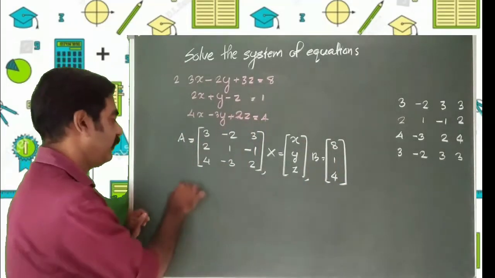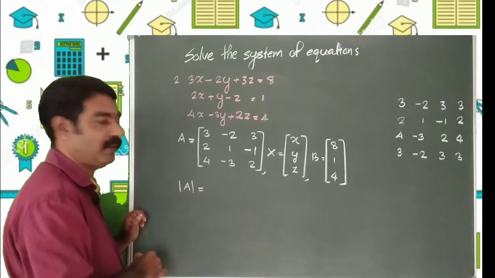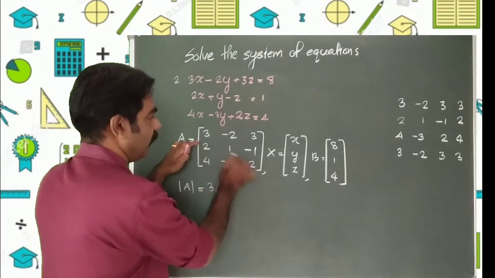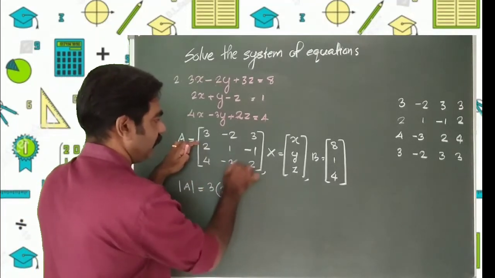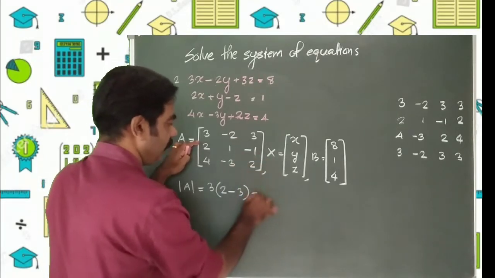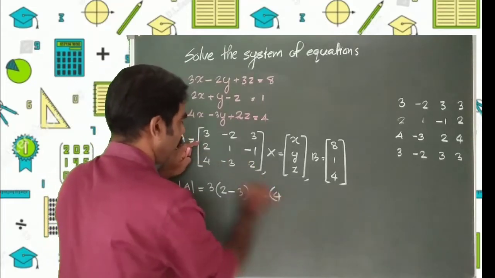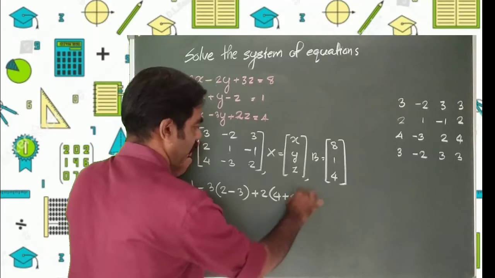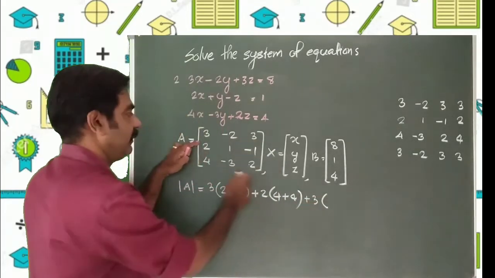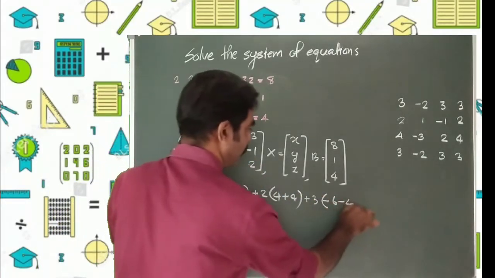So, the first way is to find the determinant of A. How can you expand this determinant? 3 into 1 into 2 is 2, minus 3 into minus 1 is plus 3. Then this minus 2 becomes plus 2, 2 into 2 is 4, plus 4. Then again plus 3 into 2 into minus 3 is minus 6, minus 4.